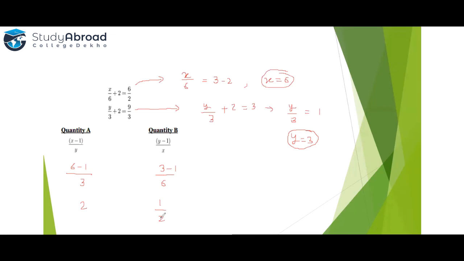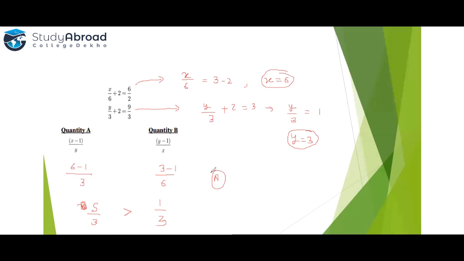Alright. So what will be the correct answer in this case? 6 minus 5, this is 5 by 3. Right. And this is 2 by 6, so 2 by 6 is 1 by 3. So I'm getting 5 by 3 and 1 by 3. Which quantity is greater? Quantity A is greater. So my correct answer is A in this case. Okay. Clear?